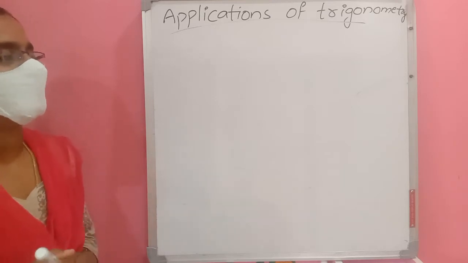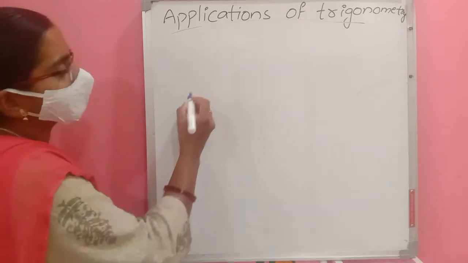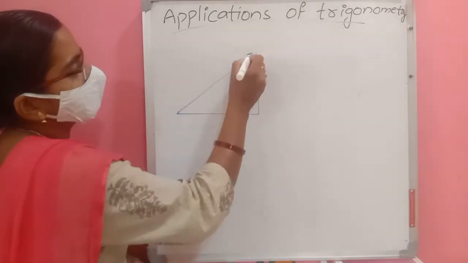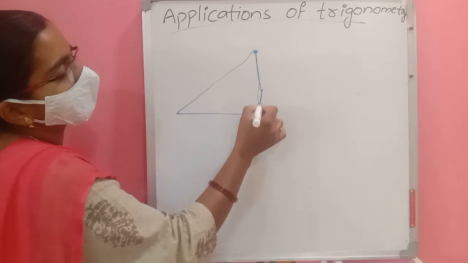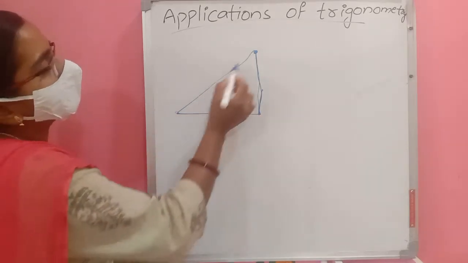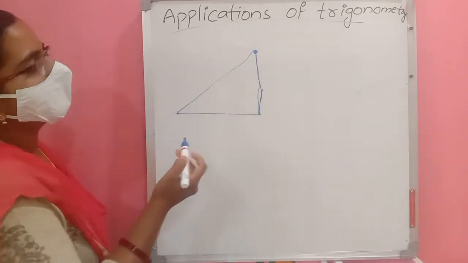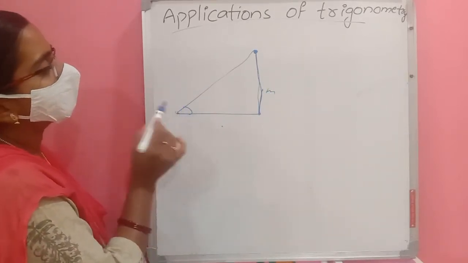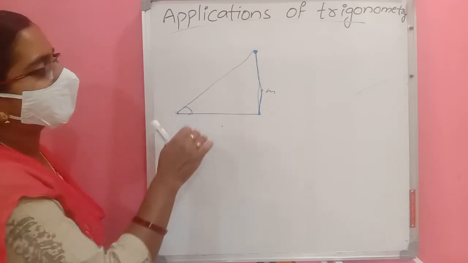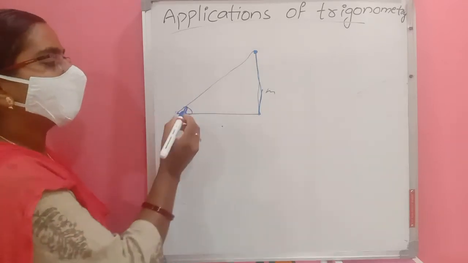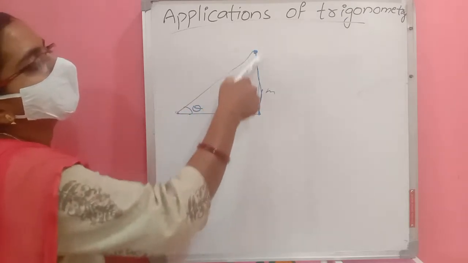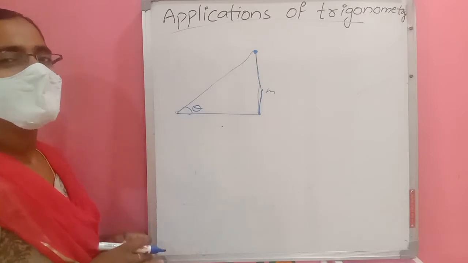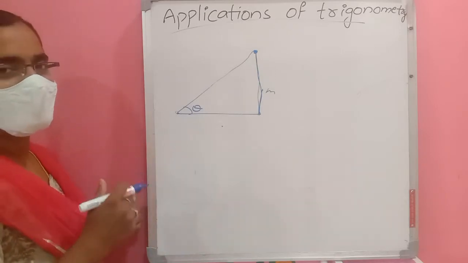So what are applications? Applications means that whenever you are looking at a pole top, this is a pole, a current pole, what is the angle? If you know its height and its distance, you can find the angle. Or if you know the angle, then you can find out the length of the pole. Like this we can apply it in our daily life.